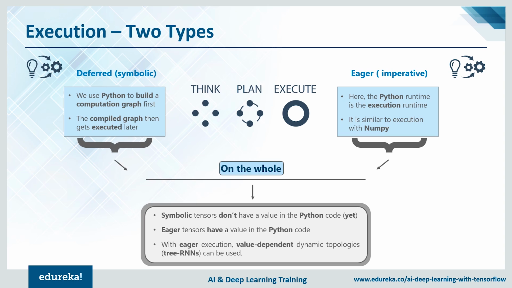So on the whole, here is a quick note. Symbolic tensors don't have a value in the Python code as of yet, but eager tensors will have a value in the Python code. And with eager execution, we make use of a type of recursive neural networks called trees. So guys, it is basically a value dependent dynamic topology structure. So what are you guys thinking about Keras at this point? Well, it is actually really easy to grasp, guys.